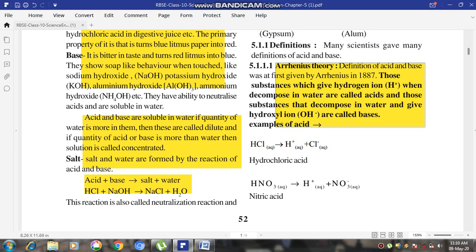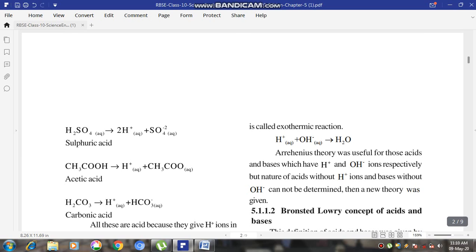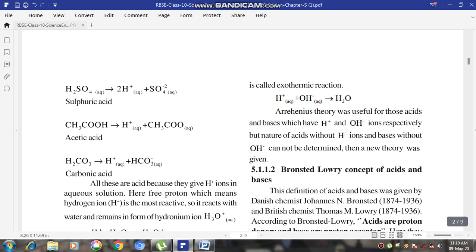In HCl, we have H plus and Cl minus. H plus in hydrochloric acid is what makes it an acid. That is the basic structure of the Arrhenius theory.